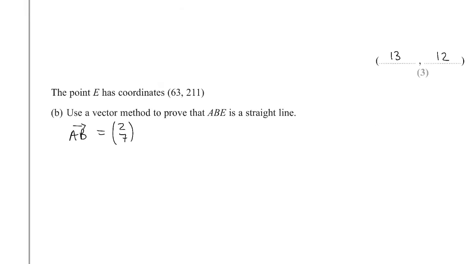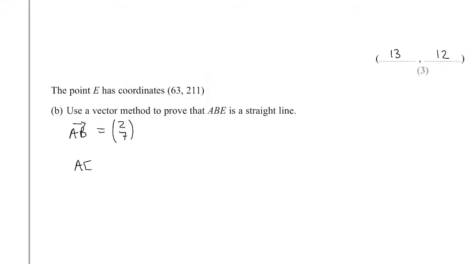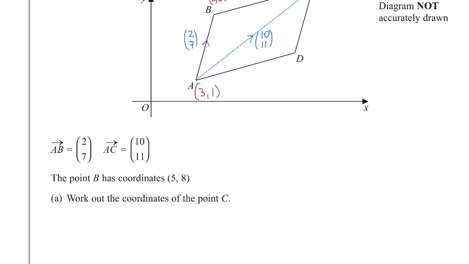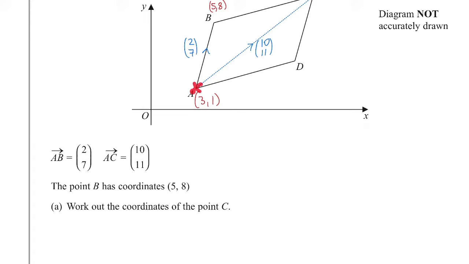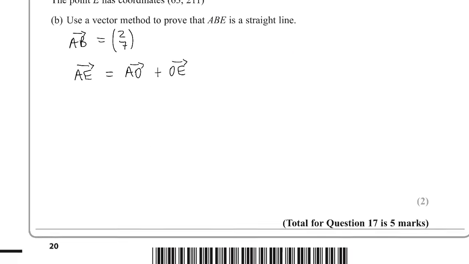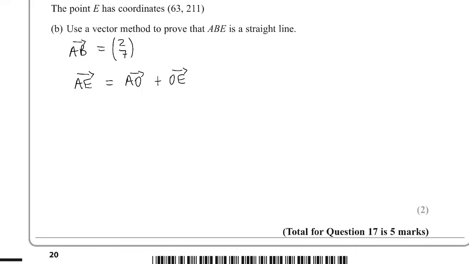And then I will consider AE. Now to go from A to E, I can go from A to O, and then from O to E. Because A has coordinates 3, 1, to go from O to A, I will go 3 to the right and 1 up. So to go from A to O, I will go 3 to the left and 1 down. So 3 to the left and 1 down is -3, -1.